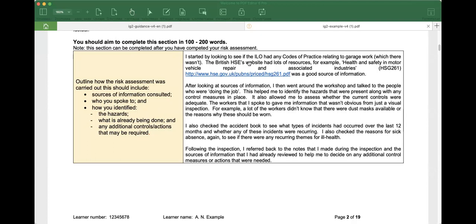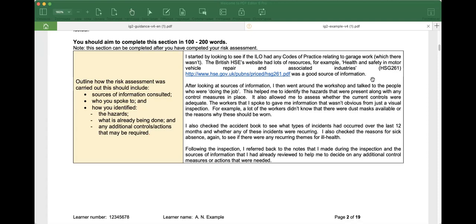I started by looking to see if the ILO had any codes of practice relating to garage work, which there wasn't. The British HSE website had lots of resources, for example, Health and safety in motor vehicle repair and associated industries, HSG 261. They have not only provided the document name, but also the link. The HSE HSG 261 link is here, and it was a good source of information.